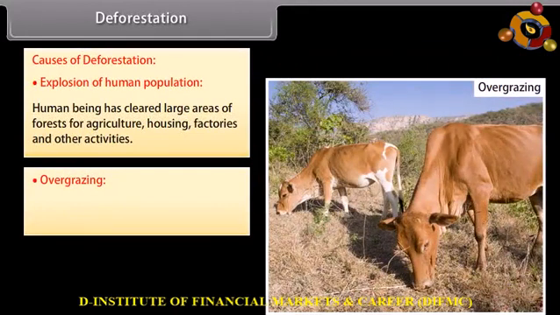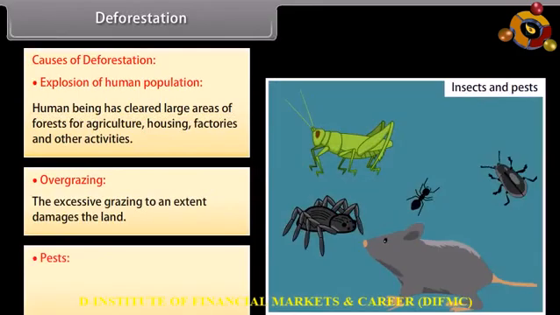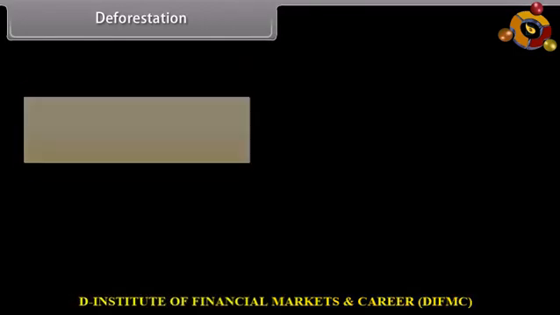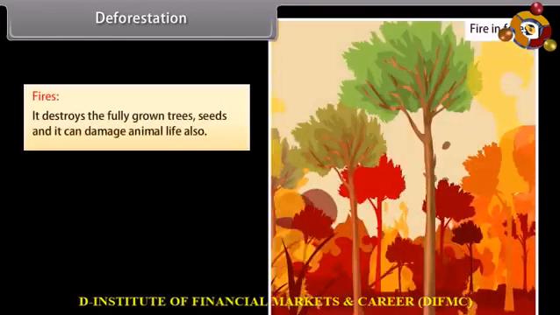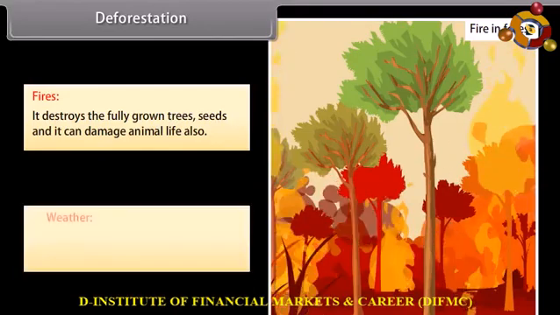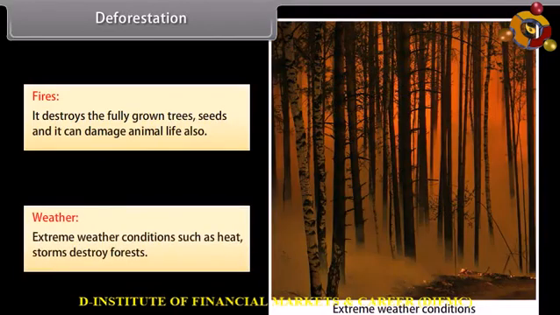Overgrazing. The excessive grazing to an extent damages the land. Pests. Many kinds of pests and insects destroy trees by eating up leaves and spreading diseases. Fires. They destroy fully grown trees and seeds, and can damage animal life also. Weather. Extreme weather conditions such as heat and storms destroy forests.